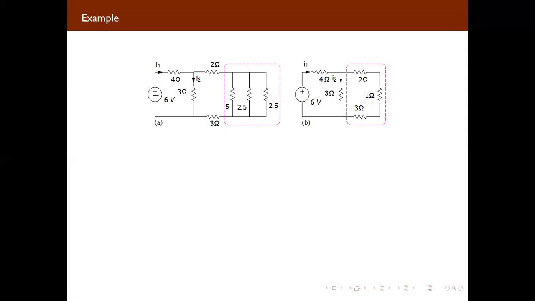Now again, if you see here, we can see this 2 ohm, 3 ohm and 1 ohm are in series because these are connected one by one. There will be no node. So we can take 2 plus 1 plus 3, that will be 6 ohm. Now again you can see these two are in parallel because both have the common node.